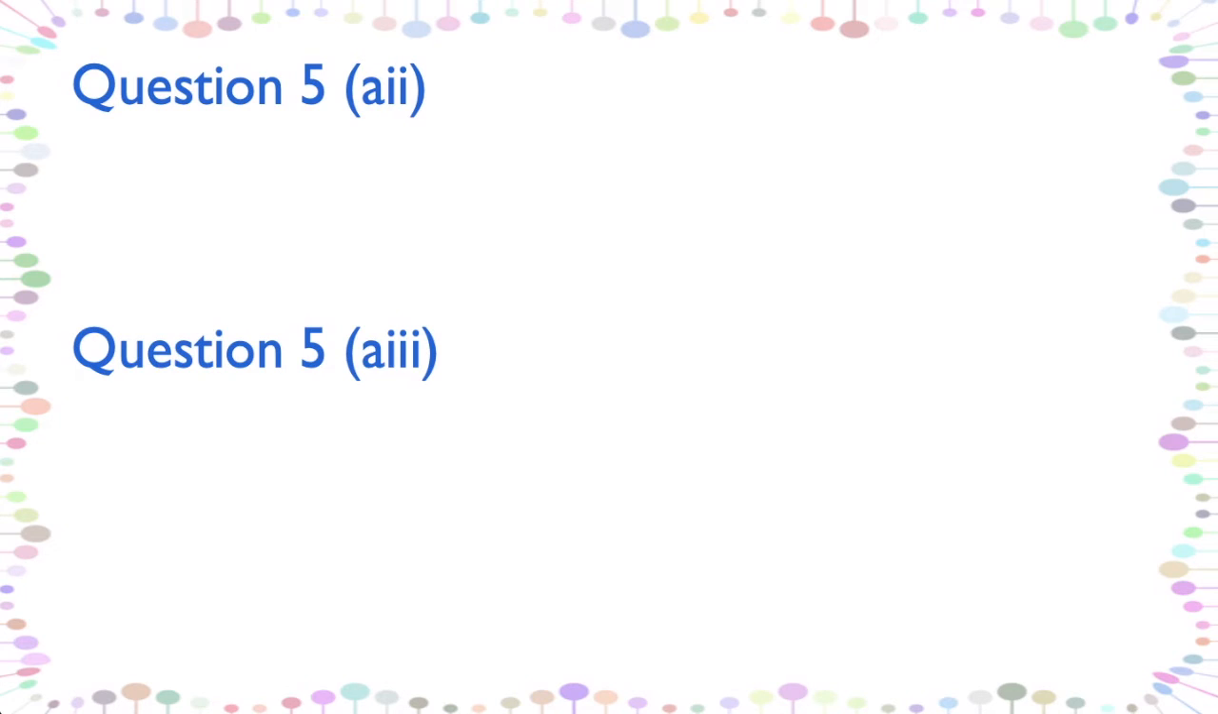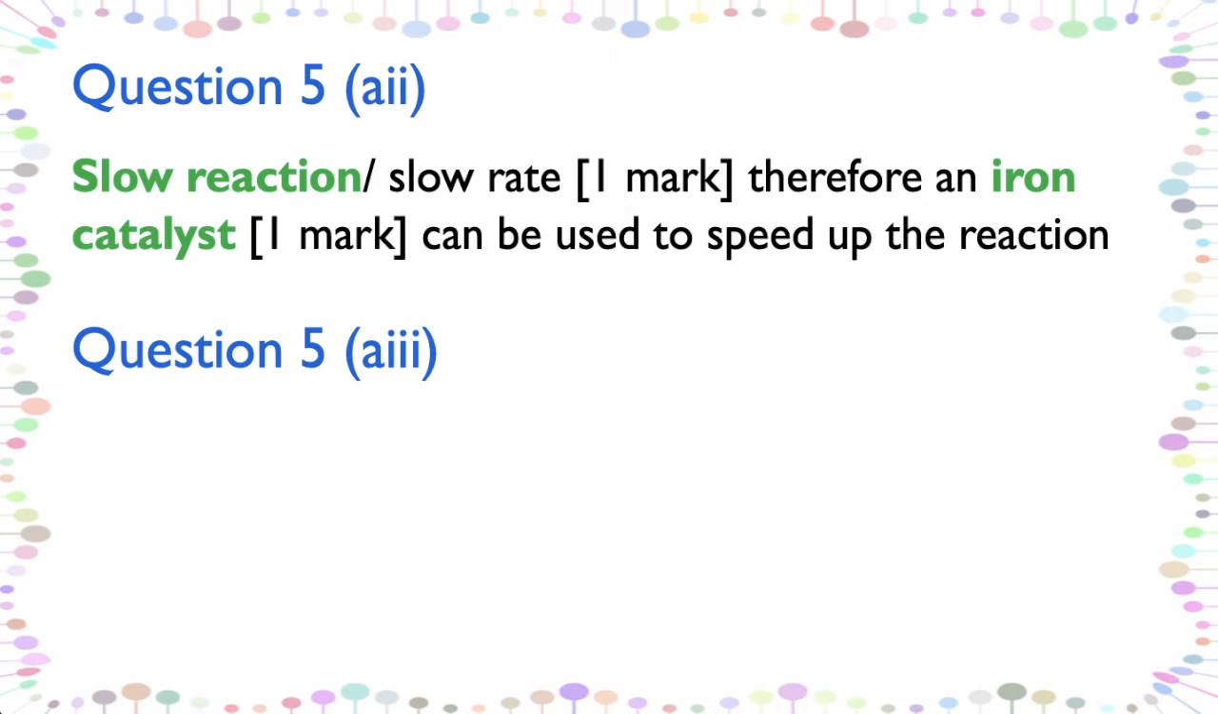5AII, we need to give a disadvantage of using low temperatures and suggest how this is overcome. So every time we think about low temperatures, we need to think about the rate of reaction. So by using low temperatures, this means there'll be a slower rate of reaction. And normally, in order to speed up rates of reaction, we include catalysts. So therefore, the answer for this is for 1 mark, if you say a slow reaction, for the other mark, you have to say a catalyst is used as this would speed up the rate of reaction.